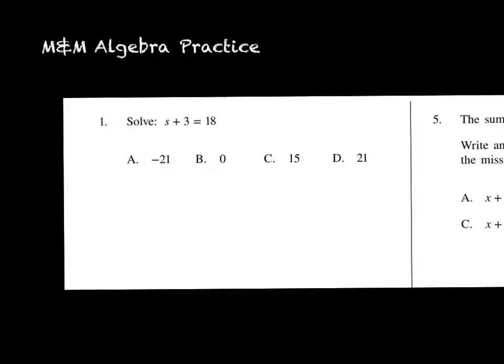Okay, so we're going to start with some M&M algebra practice. This is basic equations with one variable. So for number one, what is my variable there? For number one, what is it? Yes, love. S. It's S.